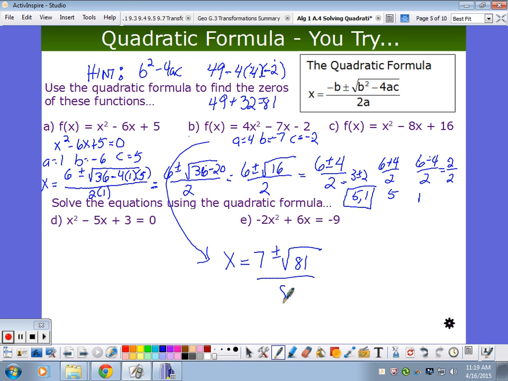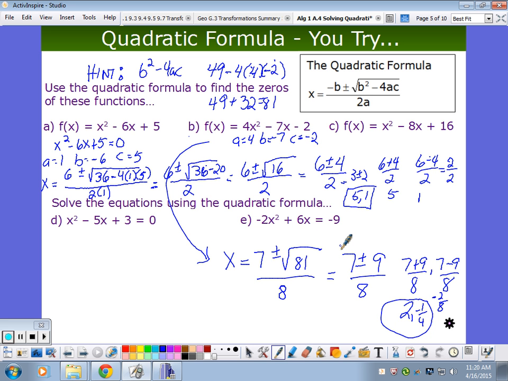What's that? 8. Does this make sense so far? Questions about where that came from? 7 plus or minus square root of 81, which is a nice perfect square. And so this is two numbers here. You've got 7 plus 9 over 8. You've also got 7 minus 9 over 8. 7 plus 9 is 16. 16 over 8 is 2. 7 minus 9 is negative 2. Negative 2 over 8, which is negative 1/4. Do I have to simplify it? Yes. Those are the solutions.